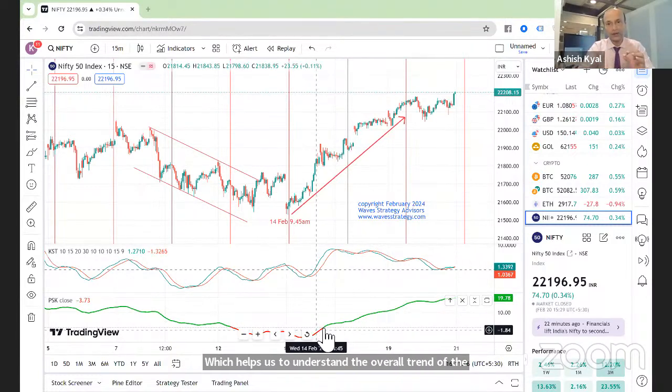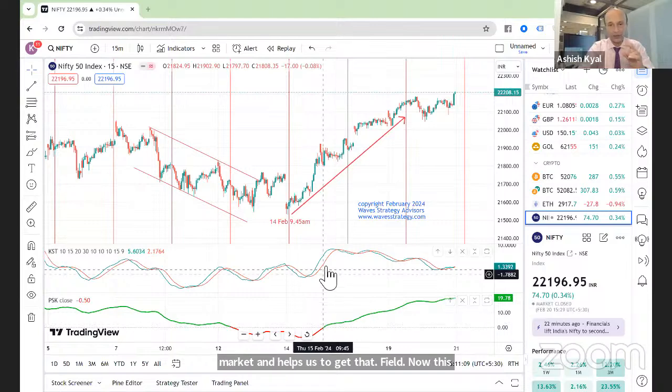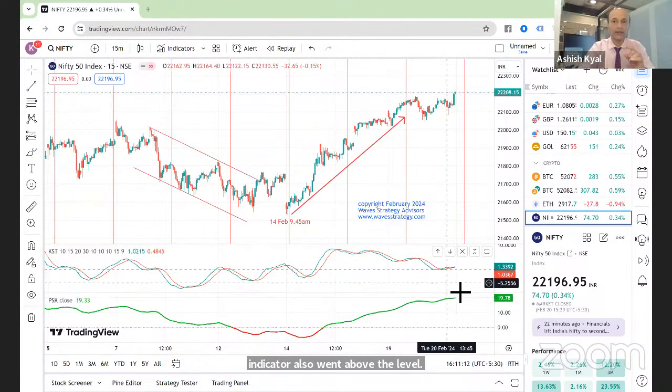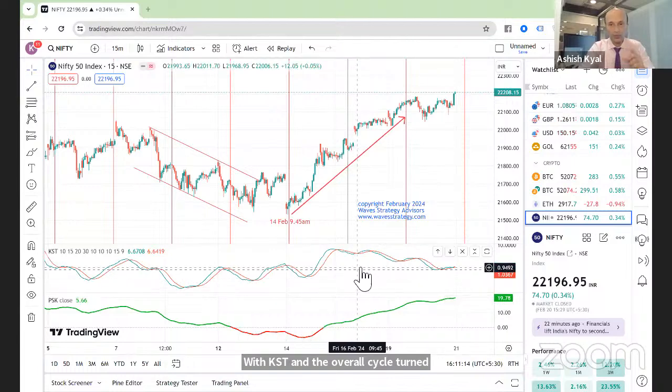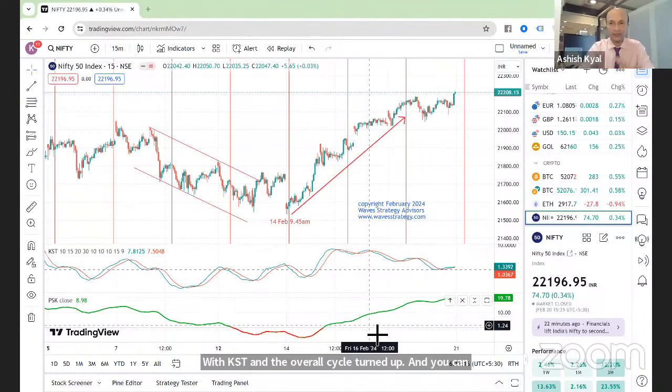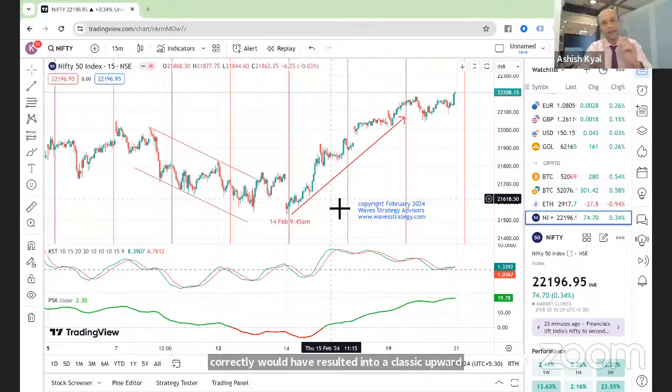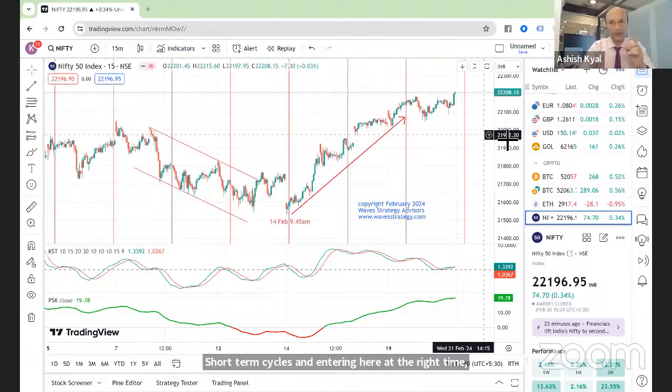Now, this indicator also went above the level with KST and the overall cycle turned up. And you can see both of these indicators together, if applied correctly, would have resulted into a classic upward trade setup at that point of time. Even if my overall outlook has been cautious, but these type of short-term reversal signals, if you can get by looking at these short-term cycles and entering it at the right time, you will be able to trade extremely, extremely well. So this is on Nifty.